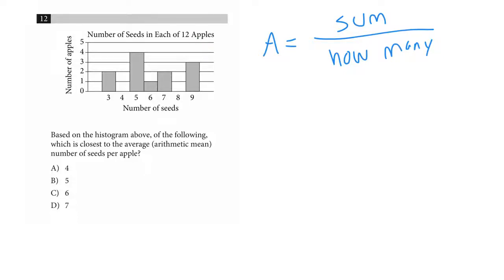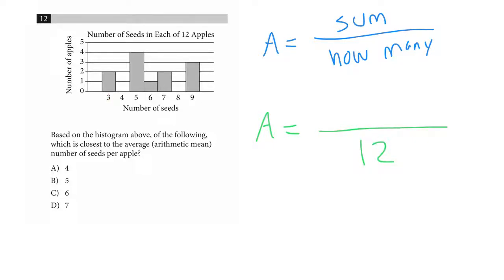Another way of having figured that out was you could just be like 2 plus 4, which is 6, plus 1, which is 7, plus 2, which is 9, plus 3, which is 12. But they actually tell you that it's 12, so I'm going to write that in the denominator. I know that it's going to be basically the sum of all the seeds divided by 12. So the question is, how many seeds are there?